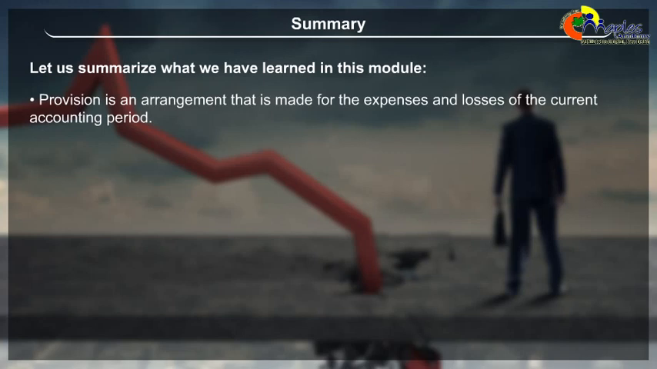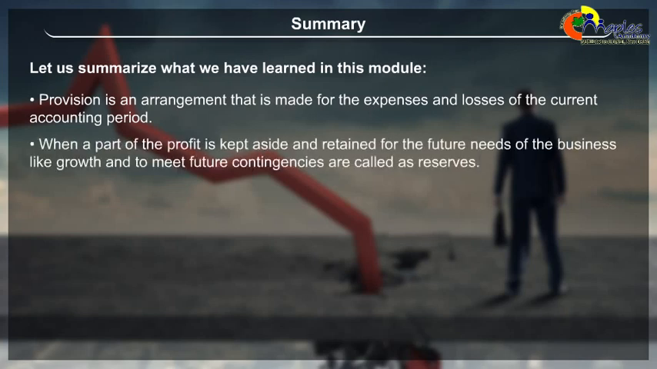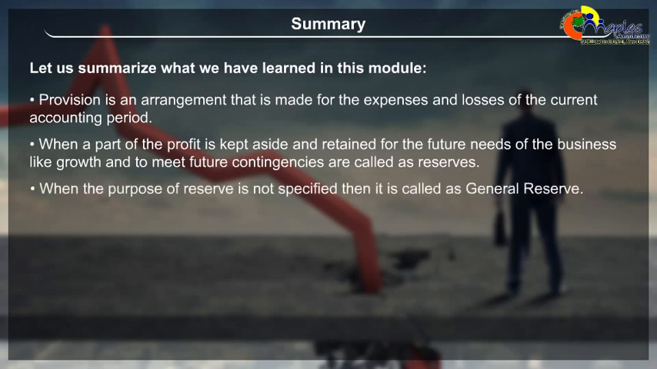Provision is an arrangement that is made for the expenses or losses of the current accounting period. When a part of the profit is kept aside and retained for the future needs of the business, like growth and to meet future contingencies, it is called a reserve. When the purpose of the reserve is not specified, then it is called a general reserve.